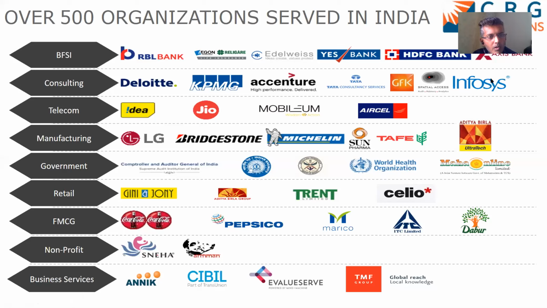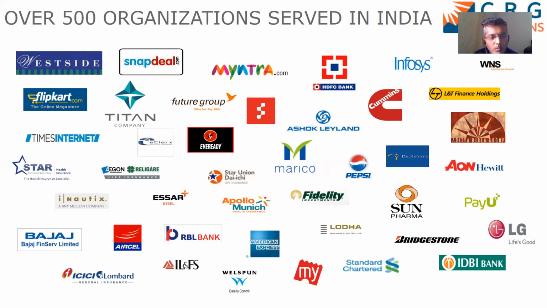In India, we have around 500 organizations. To name a few sectors: BFSI, consulting, telecom, manufacturing, government. We have a presence in each and every company that we are currently working with, and this is the spread of the logos. On the next slide, you would see some more logos of where we are currently working.